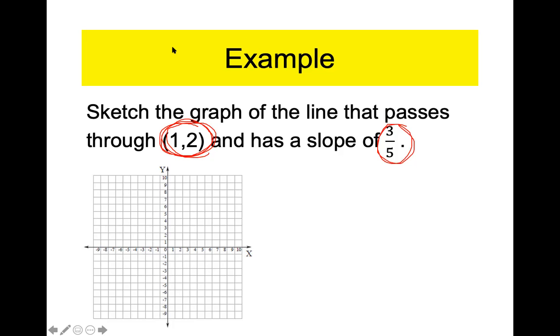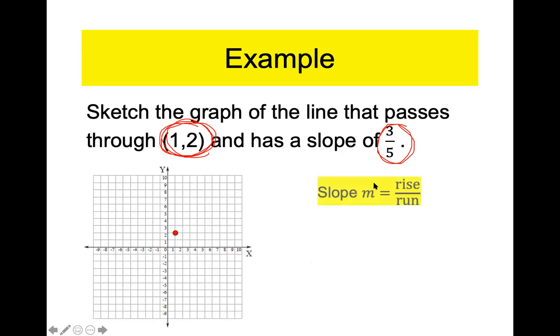You remember doing this last year in Algebra 1, where they gave you a point and the slope and asked you to draw the line? Well, how do you do that? Step number 1, graph the point. There's 1, 2. Step number 2 is apply the slope to the point that you just drew. You see I drew the point (1, 2)? Now I apply the slope.